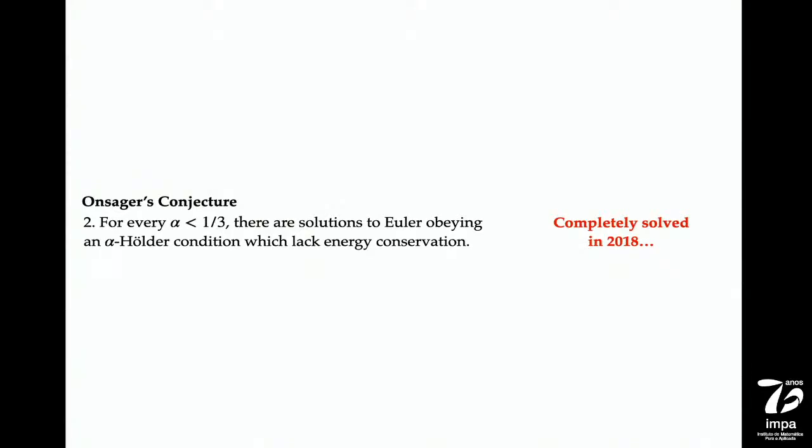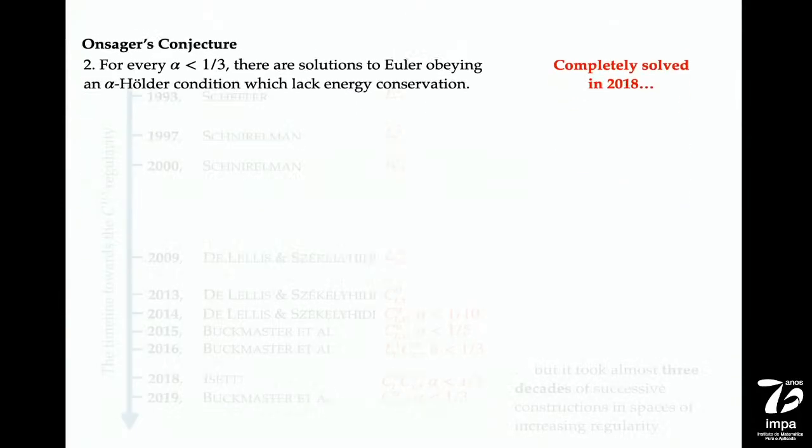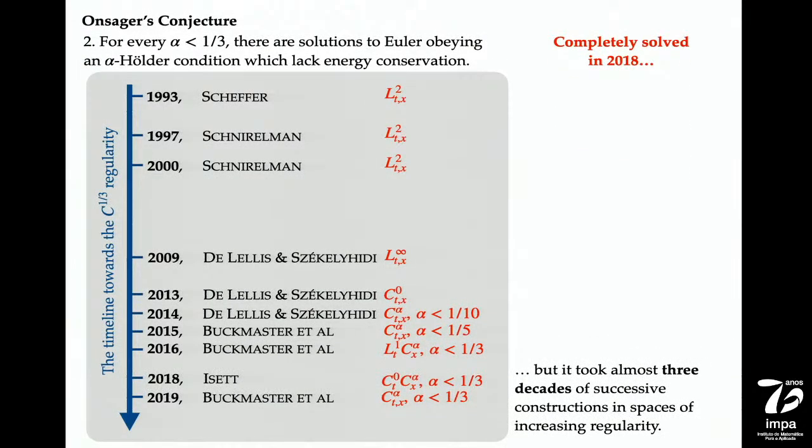The second part of the conjecture was completely solved only four years ago, in 2018. But differently from the first part, it took almost three decades of steps towards the solution. Here is the timeline towards C^{1/3} regularity. We can see that it starts from 1993 and finished in 2018, 2019.